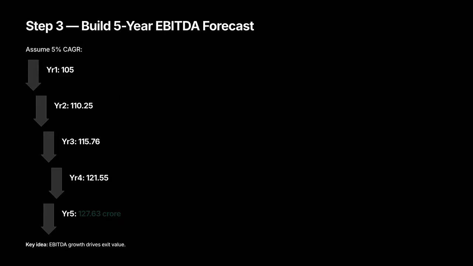Step 3. Build a 5-year EBITDA forecast. Project EBITDA forward, using a simple growth rate. At 5% growth, year 1 becomes 105. Year 2 becomes 110.25. Year 3 becomes 115.76. Year 4 becomes 121.55. Year 5 becomes roughly 127.63. This forecast drives exit value, so clarity here is key.